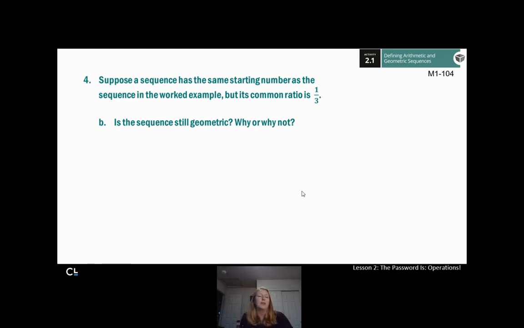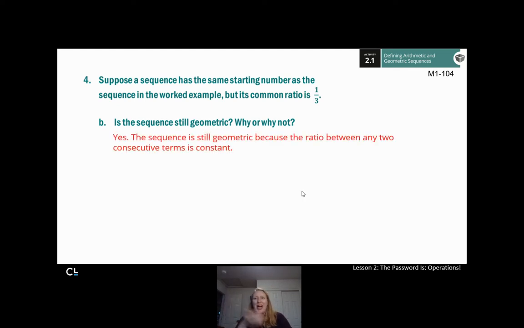You know what I'm about to tell you, right? Yes, it's still geometric. I still have a common ratio. I'm still multiplying by 1/3 every time. So yes, the sequence is still geometric because the ratio between any two consecutive terms is still constant. I still have a common ratio.